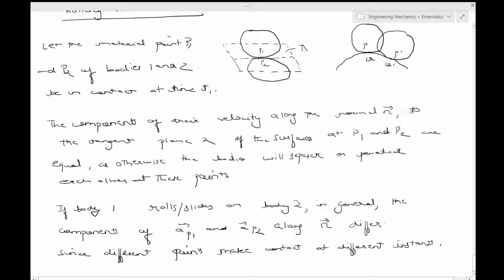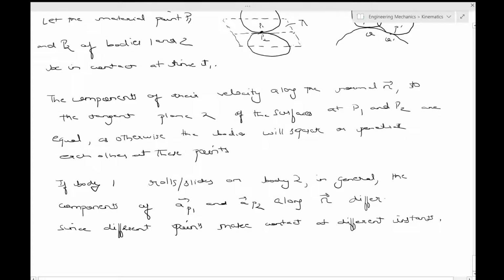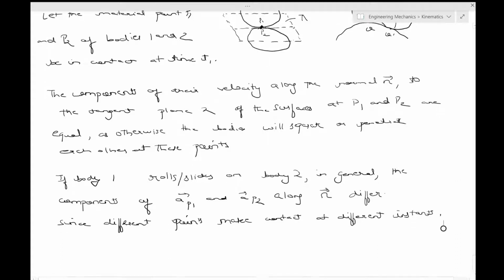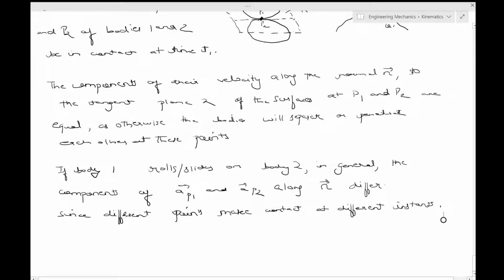So right now you can see this as the point of contact, and if they were just sitting here like this, their normal velocities would be the same, so there would be no relative normal velocity. But if there is a rolling or a sliding of body 1 on 2, then in general the acceleration along these two directions will be different, because you have different points making contact at different instants. So at this time these points are in contact, but at some other time some other points will be in contact. So that's the reason why the accelerations along n have to be different.